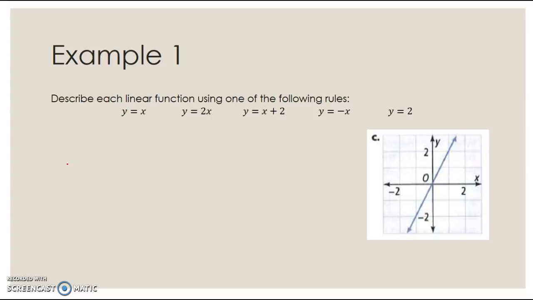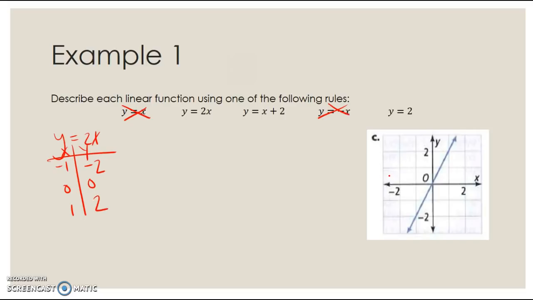Alright, so when it comes to the third one, we know it's not y equals x. We know it's not y equals -x. So let's do our equations again. Y equals 2x, make our table. X, y, -1, 0, 1. 2 times -1 gave us a -2. 0 times 2 is 0. 2 times 1 is 2.